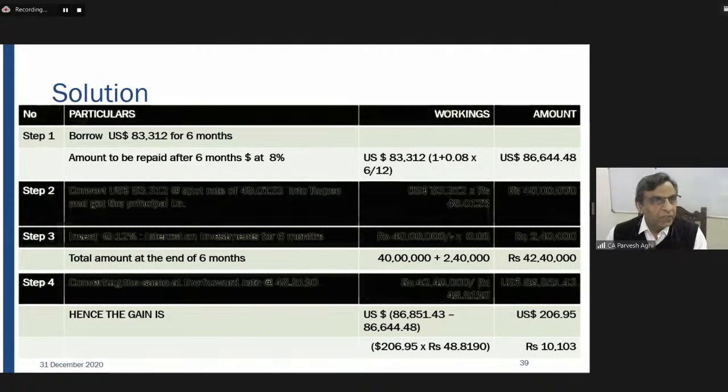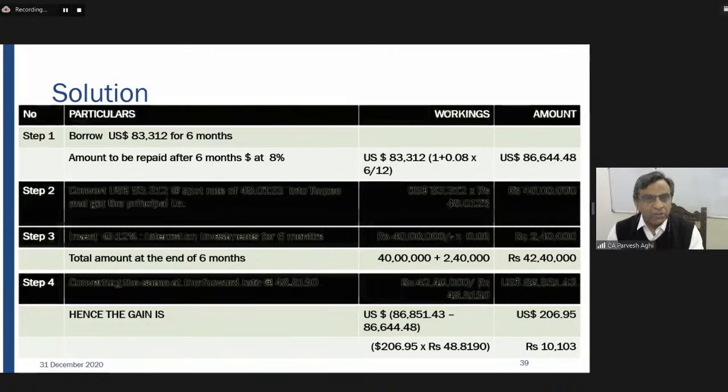Okay, so this was discussed in the last lecture, how an arbitrage opportunity exists and how it can be encashed by the arbitrager. So in this case, it was a normal arbitrage opportunity where by borrowing from, say, the US and investing in India, and then taking it back after 1 year or after 6 months in this example at the forward rate.